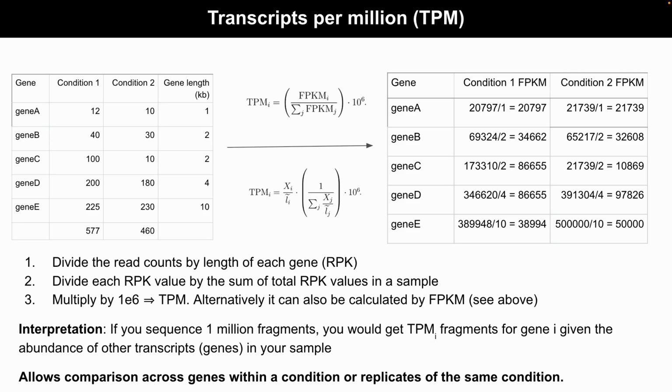Now that interpretation becomes much more simple, right? This is basically what's called transcripts per million, TPM. If I were to sequence 1 million fragments in each of these conditions, then the TPM value, whatever I have here, will be the number of fragments or reads that I would get for that particular gene, having accounted for all possible things. Does that make sense? Now that I've normalized this, all of them will sum up to the same number, and that number is 1 million.